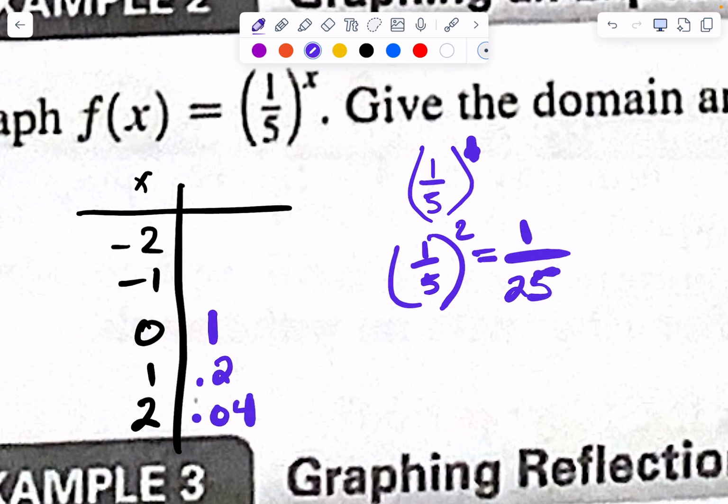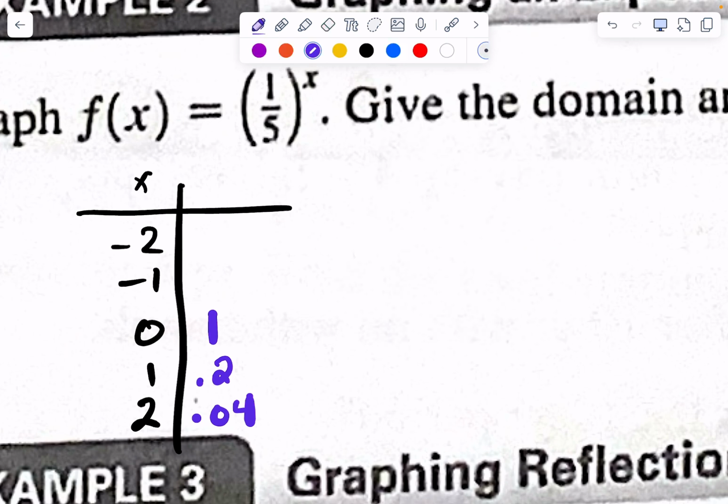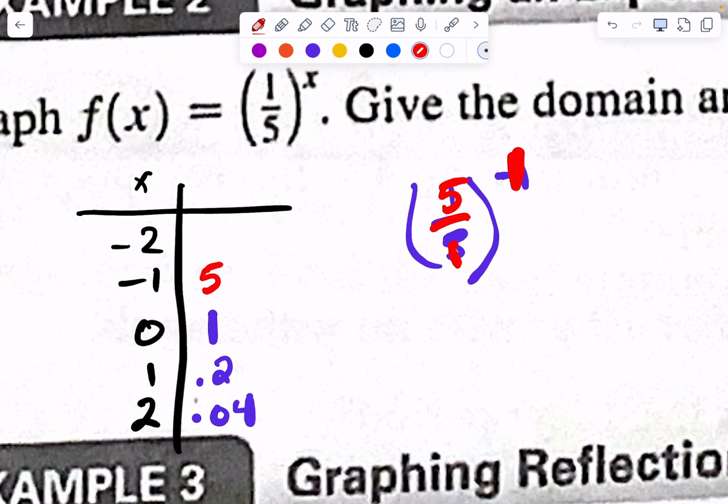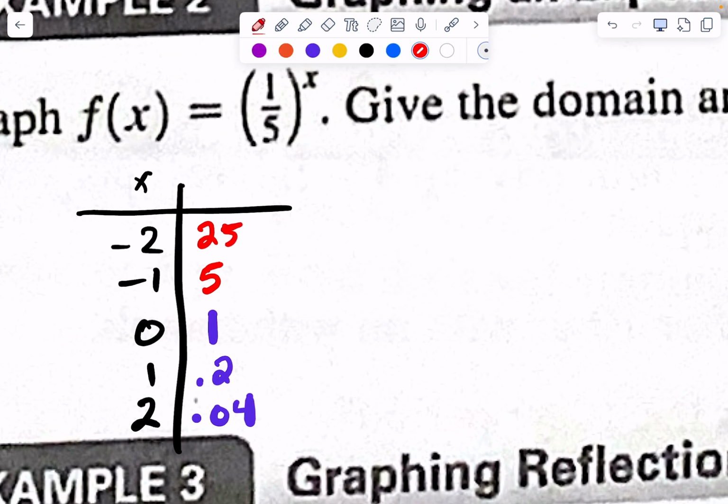Okay, now let's go -1. All right, ready? 1/5 to the -1 power. How do I get that to be a +1 power? Flip it, right? It'd be 5 over 1 to the positive first power, so this would be 5. What's -2 power going to be? 25, right? Okay, so we've got something that's starting up really high and it's decreasing.